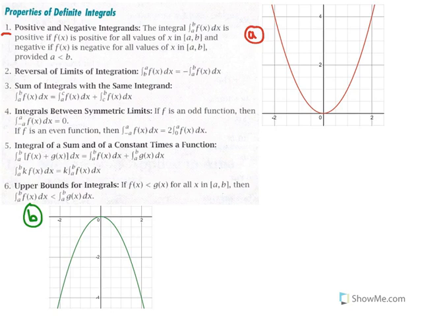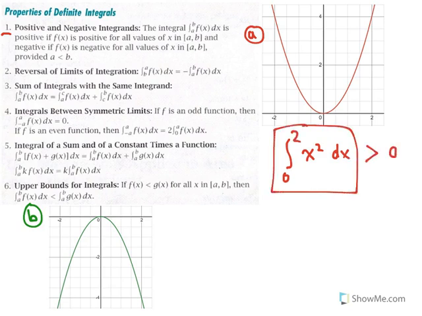So for A, the function is f of x is equal to x squared, and we may consider, for example, the definite integral of x squared with respect to x from 0 to 2. And this definite integral will be positive because the function x squared is positive on the interval from 0 to 2. The graph of the function is above the x-axis, so we have what we call positive area.